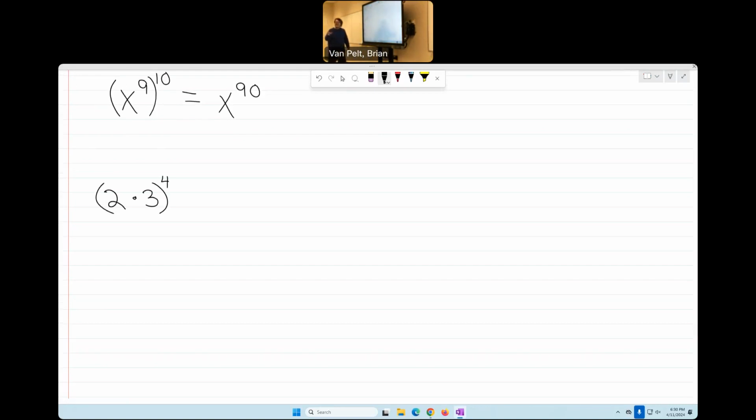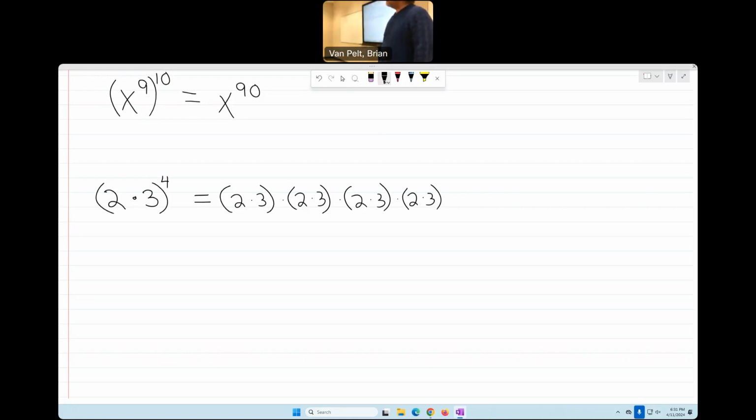Okay, so first, I'm not going to bother multiplying 2 times 3 out. Leave it. But I know that it's going to be 2 times 3, and I can write it 4 times. You agree with that? Now, since it's all multiplication, I can drop all the parentheses. Do you know why I can drop parentheses? Do you know what the rule is called that allows for that? It's called the associative property.